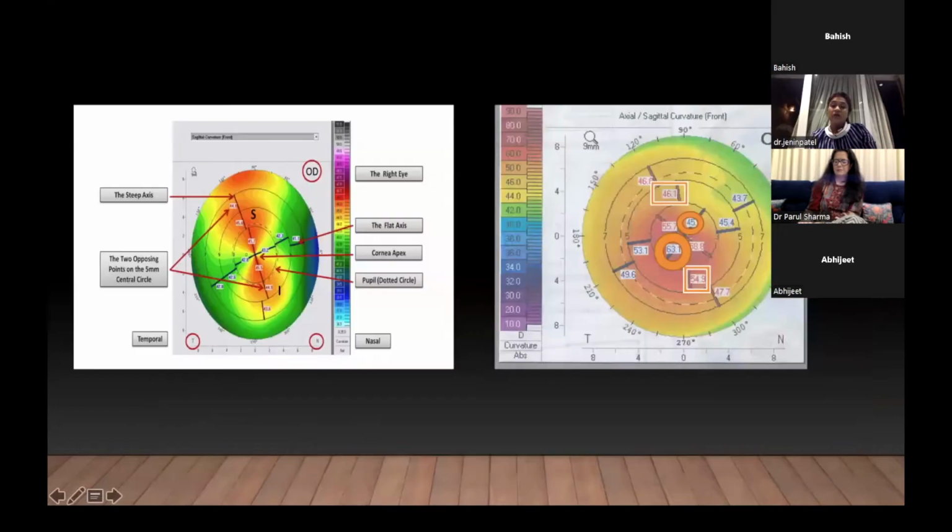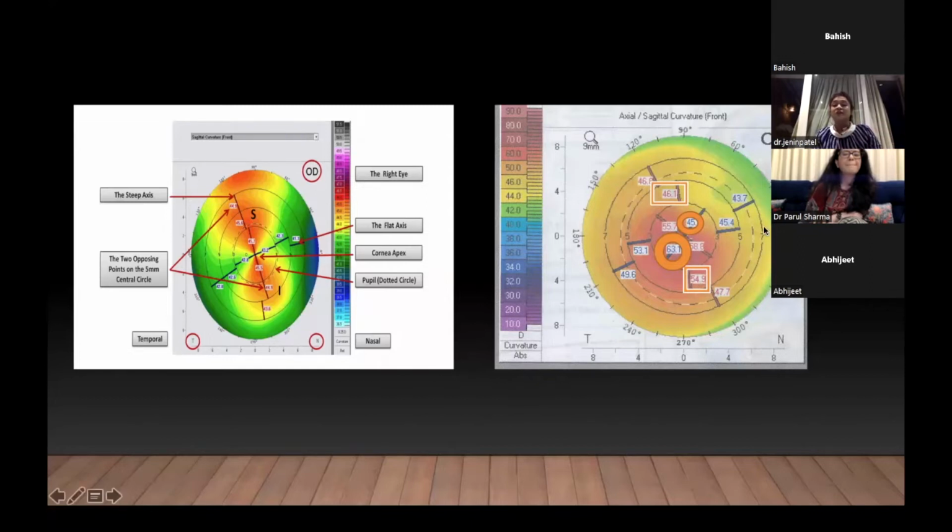Okay. Now let's look at what an anterior map is and what you need to study. You want to look at the symmetry of your semi-meridians in the particular plane. You want to know your steep axis and your flat axis. Normally, they should be 90 degrees from each other. And then you want to look whether there is a skewed deviation. We're going to come to that part later. And you want to look at the pattern present on your curvature map, because this tells you the shape of the cornea.